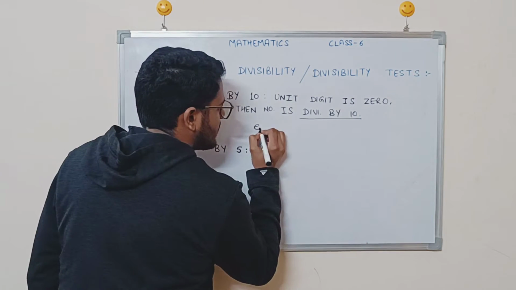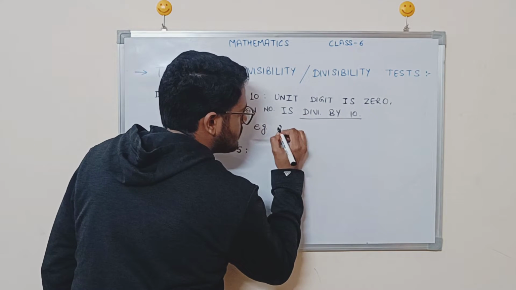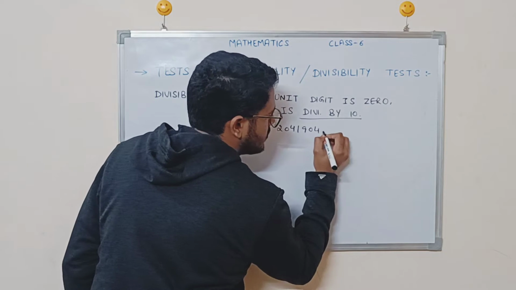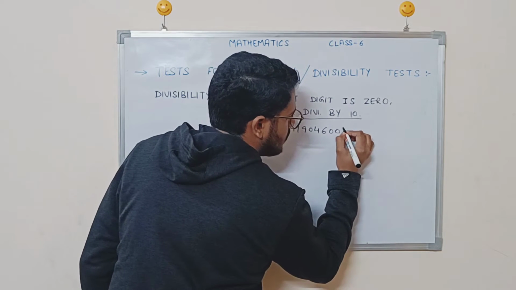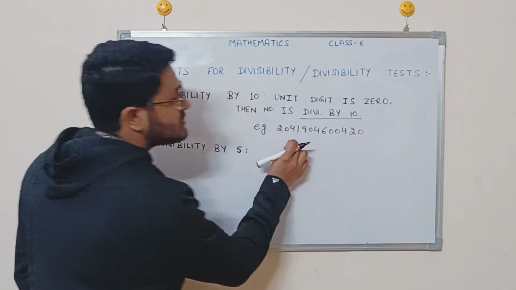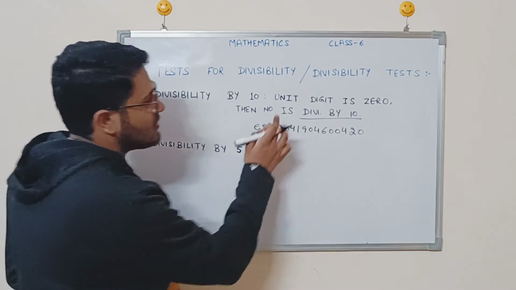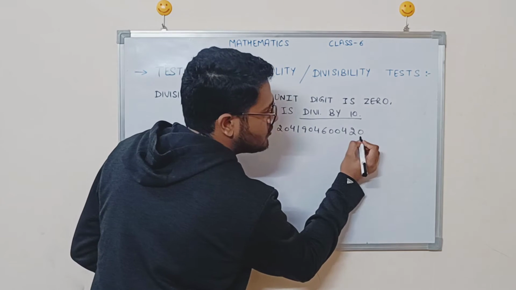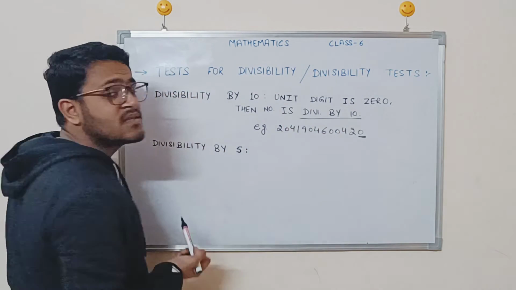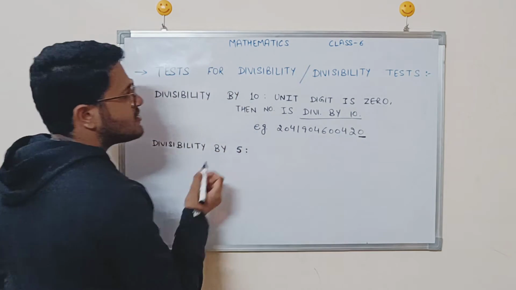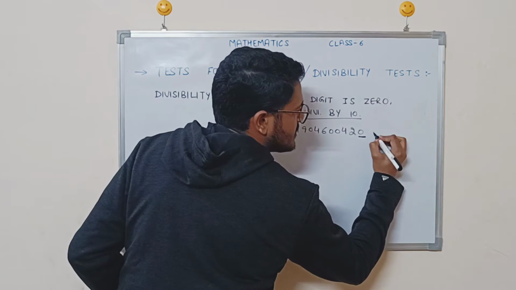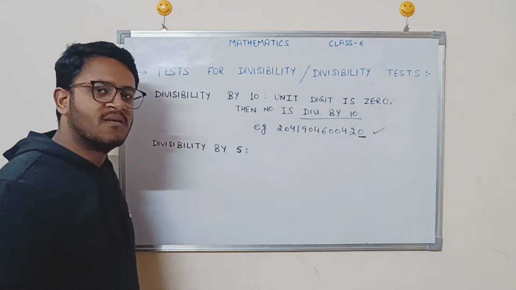Now, tell me, 2041904600420. Is this number divisible by 10 or not? Now what the test says is, if the unit place digit, which is 0, right? The unit place digit is 0, then the number is divisible by 10. So simply this number is divisible by 10.